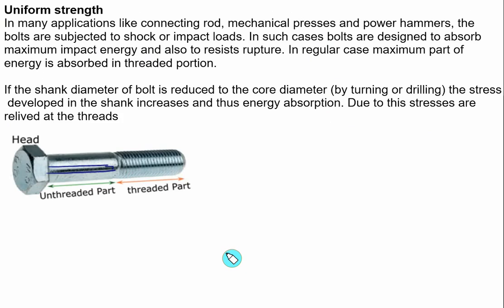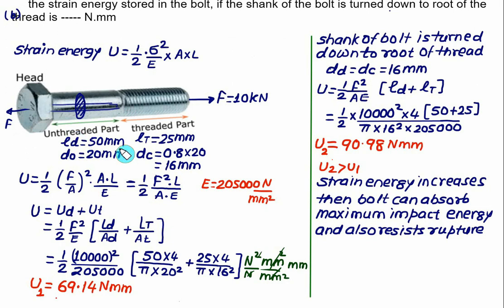Just now we have shown that if we use a bolt whose unthreaded part has a diameter equal to DO and whose threaded part has a diameter equal to DC, we have strain energy equal to U1. If the entire diameter is made equal to DC, then the strain energy is U2. In the first case we took two different diameters and calculated U1 equal to 69.14, and in the second case we took a single diameter equal to DC and calculated U2. What we observed is that U2 is greater than U1.